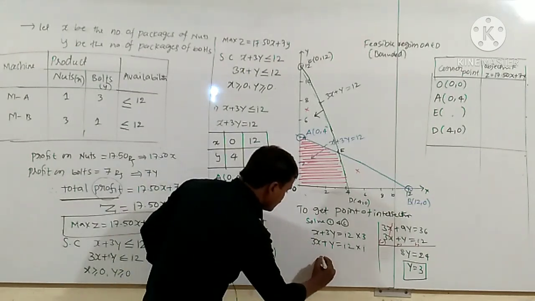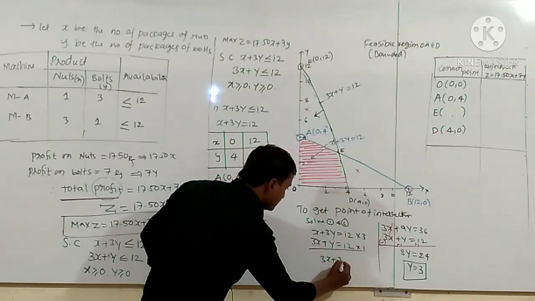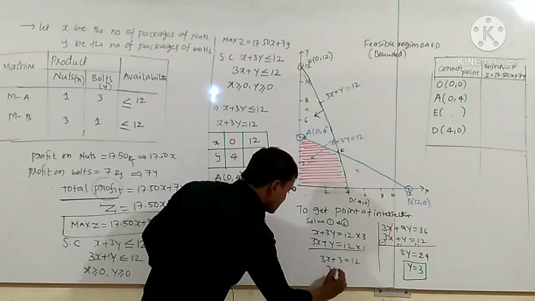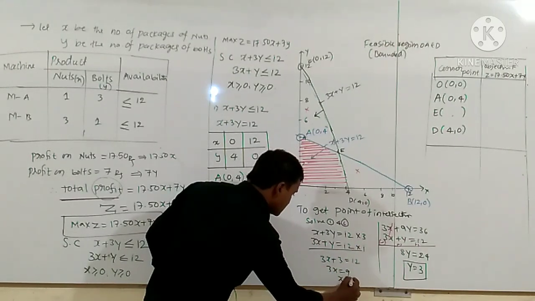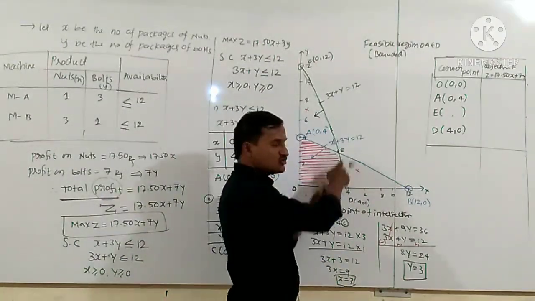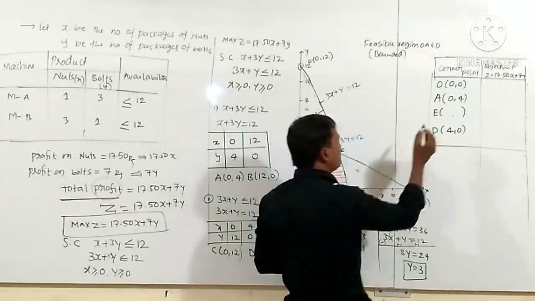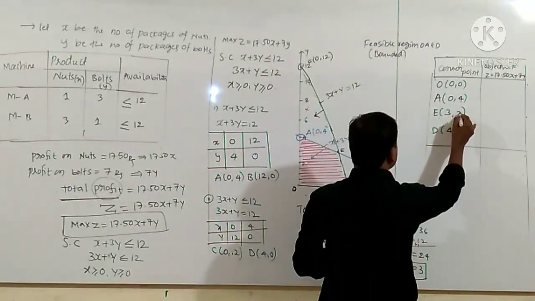So here I will substitute 3x plus, what is the value of y? 3, equal to 12. So 3x is equal to 9. What is the value of x? x is equal to 3. By solving these two, we got the coordinate of E. The coordinate of E, here I will write (3, 3).